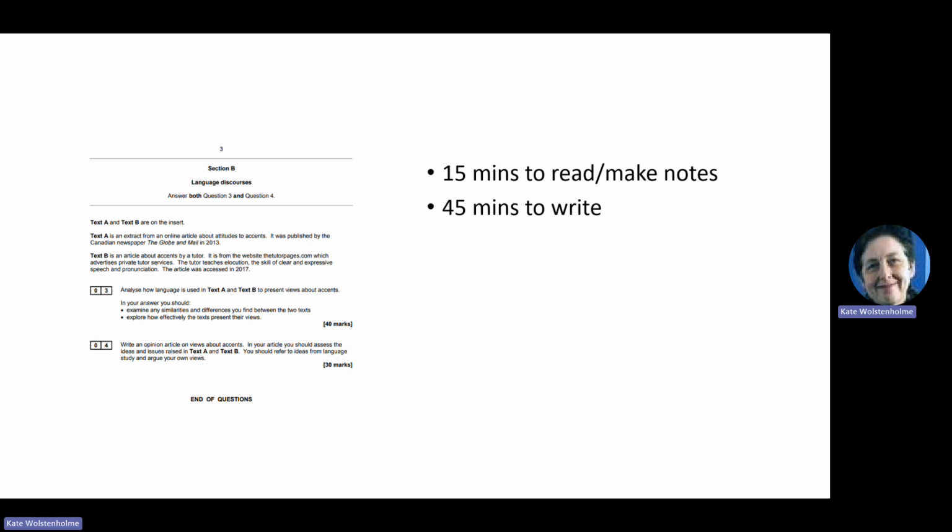So what you need to do to make sure you're successful at this is to follow this method, this structure. These are the things you need to be doing when you're making your notes and then when you're writing your answer.